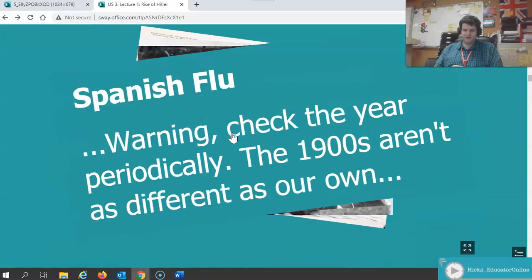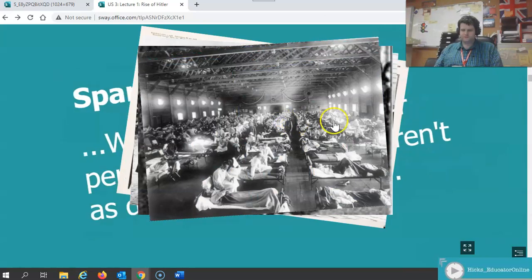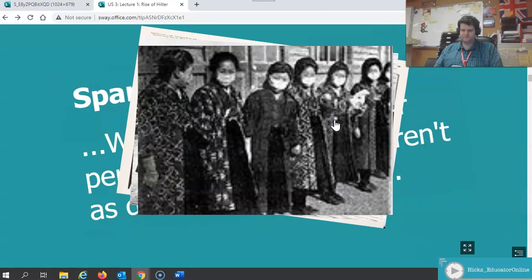Additionally, there was the Spanish flu, of course, killing more than the battlefields of the entire war, and it struck children and youths particularly. Here's some pictures of it. It was a global pandemic.